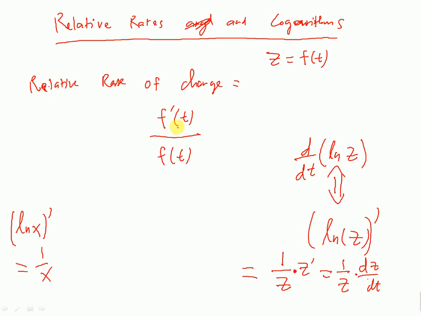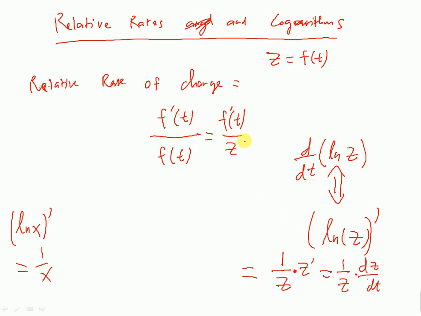Now, I know that f prime is z prime, right? Let me try to simplify the expression so it makes more sense for you guys. So f prime of t over f of t. f of t is what? f of t is z. So let's rewrite that as z, right? On the top, we still have f prime of t.